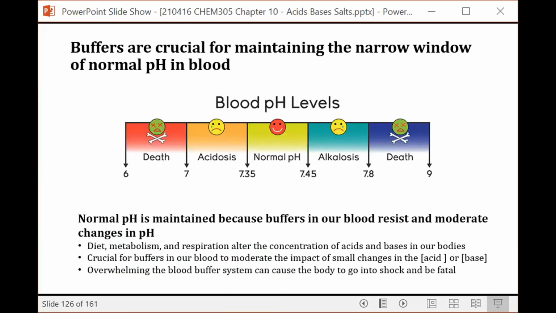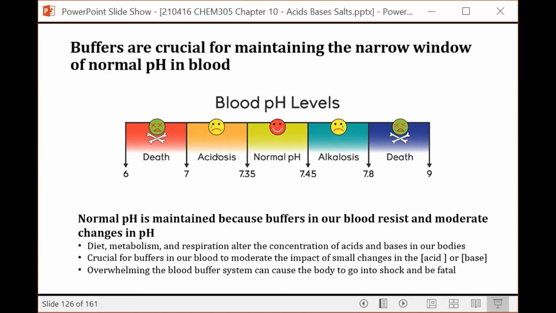So buffers are incredibly important for maintaining the narrow window of normal pH in blood. Normal blood pH is between 7.35 and 7.45. If your blood is more basic, the pH is higher, then you go into what's called alkalosis. And if it gets above 7.8, you can start to go into shock and die because your blood pH is too basic. If your blood pH is on the acidic side of things, lower than 7.35, what's called acidosis begins to happen, meaning your blood contains more protons or acid than it should.